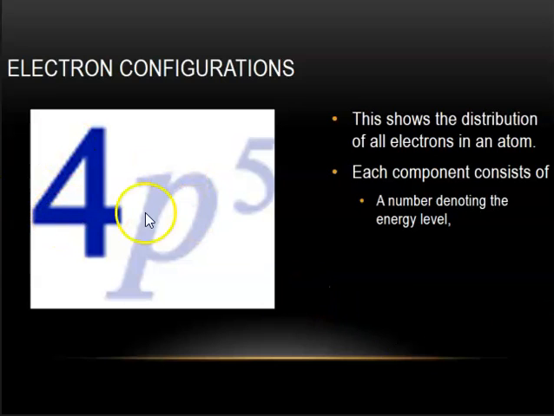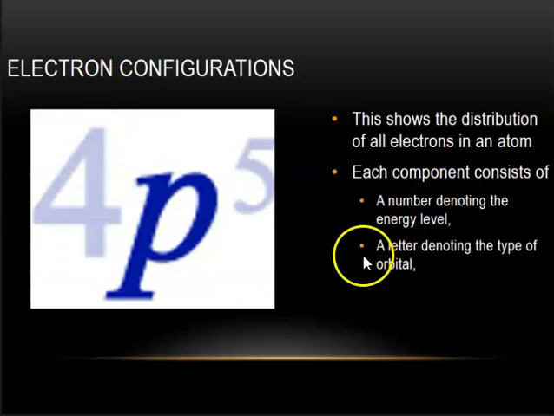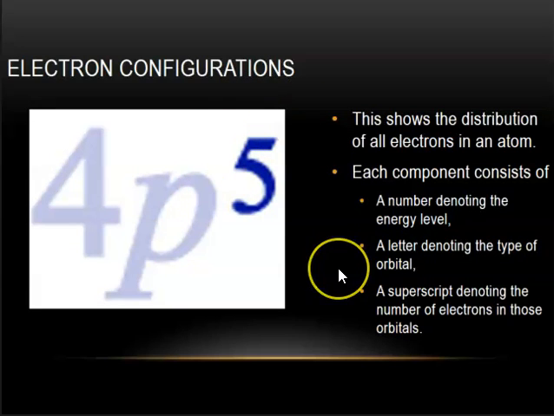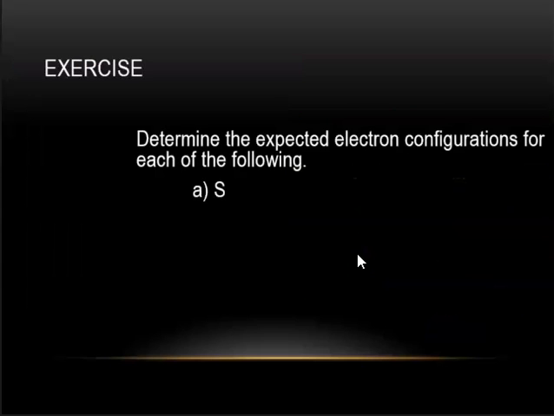So each one of these little chunks is going to have a number that tells me the energy level, so 4. There's going to be a letter denoting the type of orbital, so either S, P, D, or F. And then the superscripted number tells you how many electrons are there. All right, so let's do an example of what I'm talking about. I'm not going to do all of these. I figured I would do sulfur, and the other ones we can fiddle around with in person or on Zoom or whatever we happen to be doing at the time. So let's just get the electron configuration for sulfur.